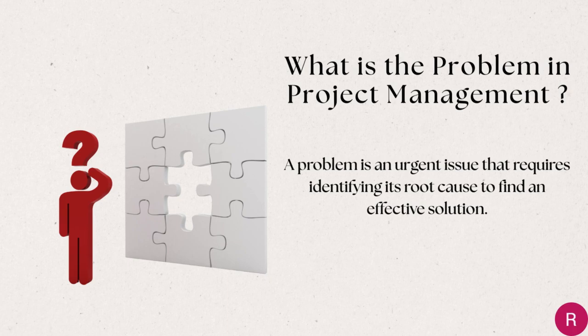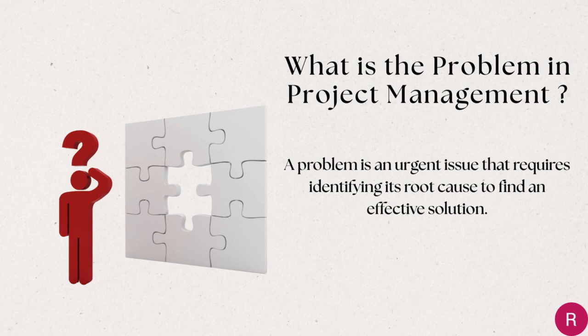So a problem is an urgent issue, but whenever we are going to solve the problem, we need to identify its root cause. That is very important. Without understanding the root cause of the problem, it is very difficult and challenging to find an effective solution. Let's say, for example, you don't try to understand the cause of the problem and you just focus on the problem and give a solution. It will not be sustainable, so the problem will be repeated again and again, because we did not solve the cause. That is very important to understand.